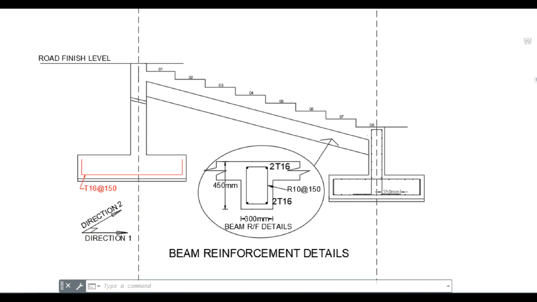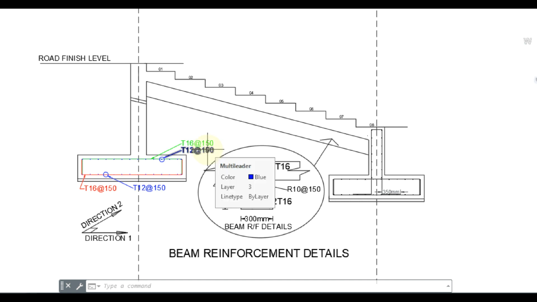Footing direction 1 bottom reinforcement is 16 mm bar, spacing 150 mm center to center. Footing direction 1 top reinforcement is 16 mm diameter bar, spacing 150 mm center to center. Footing direction 2 top and bottom reinforcement is 12 mm diameter bar, spacing 150 mm center to center.